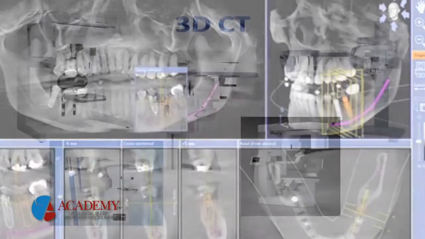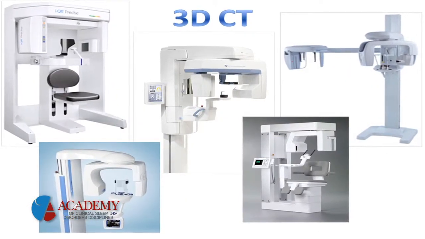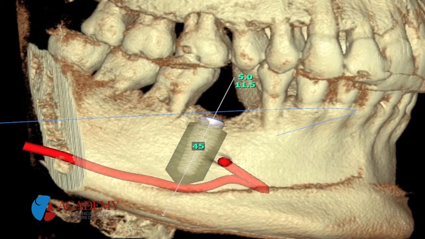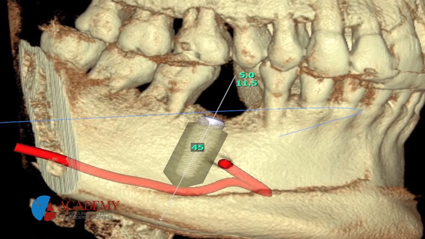And with that technology, we're able to put that image on a computer software program and measure to a tenth of a millimeter accuracy how much bone is available, what is the width of the bone, the quality of that bone, where are the sinuses, where are the nerves that we have to avoid, and what size implant can we get in there lengthwise, widthwise, and is some grafting needed.